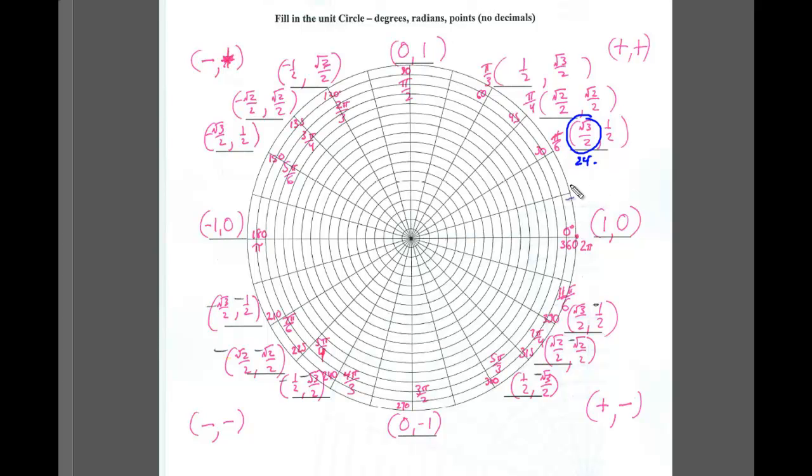Problem number 25, the sine of negative 135 degrees is the sine of 135 degrees, but negative. The sine is the y value, so here is the y value, and we're going to make it negative. So this is going to be problem number 25. The answer to problem 25 is negative square root of 2 over 2.